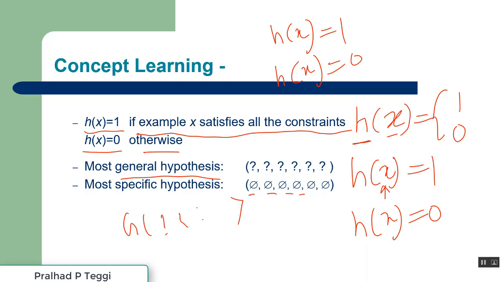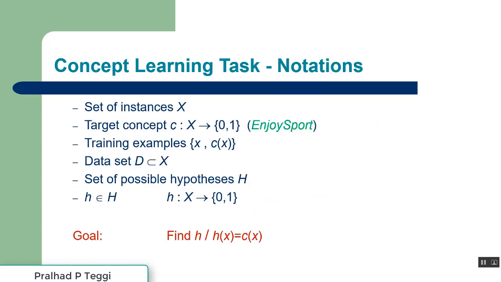So in this case, say this is h1 and this is h2. When h1 is equal to this one, any instance you take in the data will get satisfied. When I take any instance, h2 is not going to be satisfied, because none of the values are satisfied with this particular hypothesis.